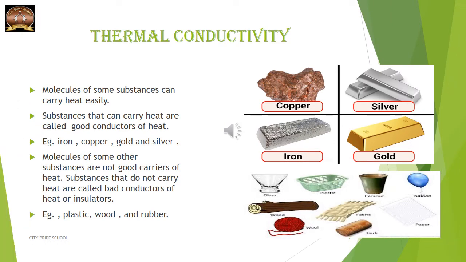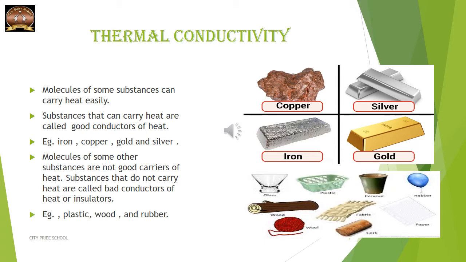The first property that we have to focus upon is thermal conductivity. The meaning of the word thermal is heat. We know that all substances are made up of molecules. The molecules of some substances can carry heat easily. The substances that can carry heat are called good conductors of heat. Here you can see the examples of copper, silver, iron, gold. These are all examples of good conductors which can conduct heat very easily.